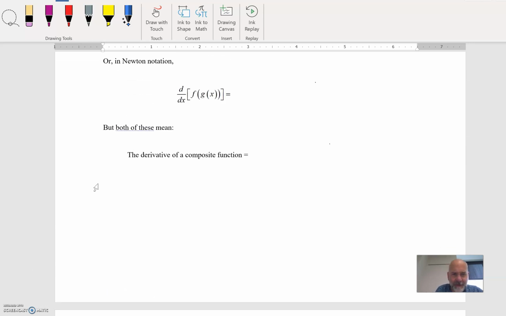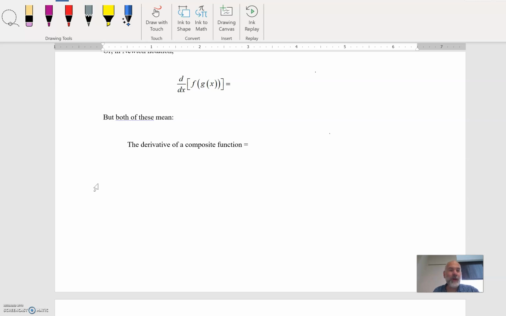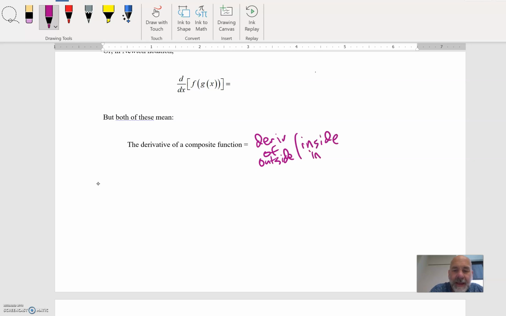I haven't written it down on here, but just a reminder of what the chain rule says is that the derivative of a composite function, a function of a function, or you can think of a function that happens first, we call that the inside function, and then another function that happens to that, that's the outside function. The derivative of a composite is the derivative of the outside with the inside intact times the derivative of the inside.